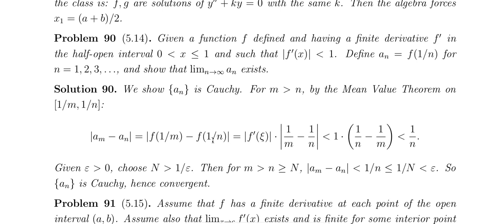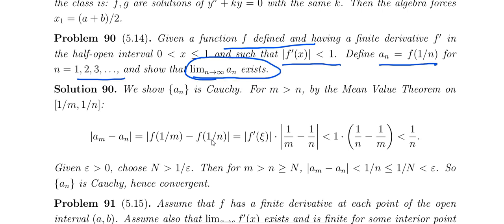Given a function f defined and having the finite derivative f dash in the open interval 0 to 1 such that modulus of f dash of x is less than 1, define a n equal to f of 1 by n for n equal to 1, 2, 3 and so on. Then the limit as n tends to infinity of a n exists.